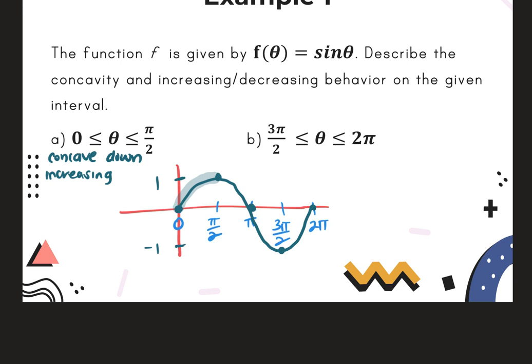Questions on that one? All right, 3 pi over 2 to 2 pi is this last little segment. Is that concave up or concave down? Good. And increasing or decreasing? Increasing.